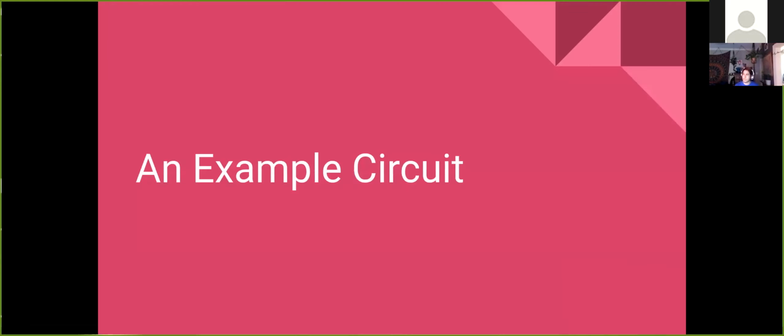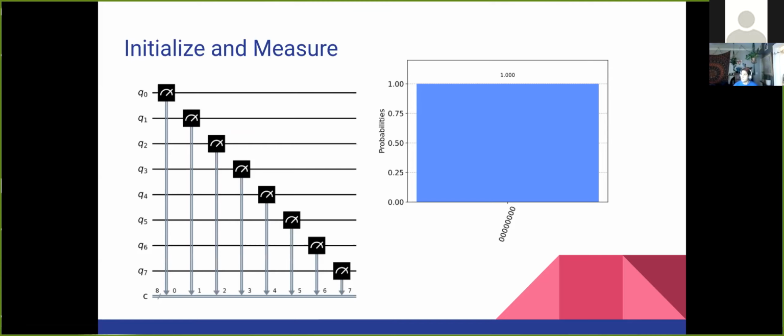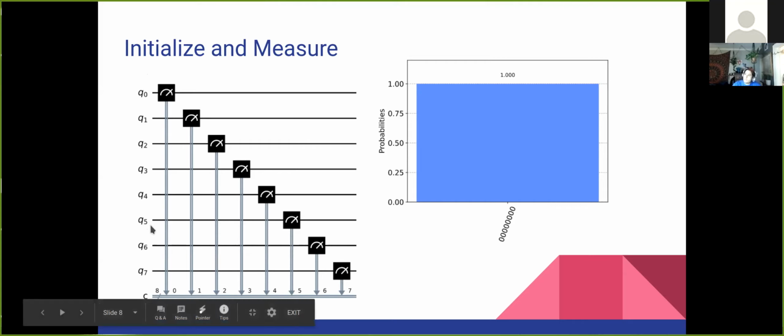I'll go on to an example circuit to illustrate something very quick and dirty before we move on to something a little more interesting. So this is very literally just initializing and measuring. As trivial as it may seem, it's helpful because it illustrates something that needs to be illustrated. And that is that when initializing all of these qubits and then measuring them, having done no operation on them, this is the output. You are getting an output.